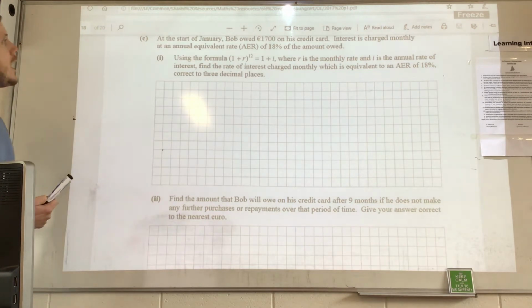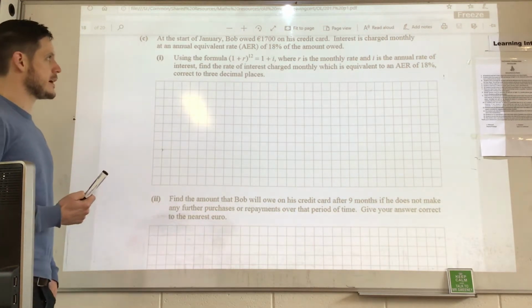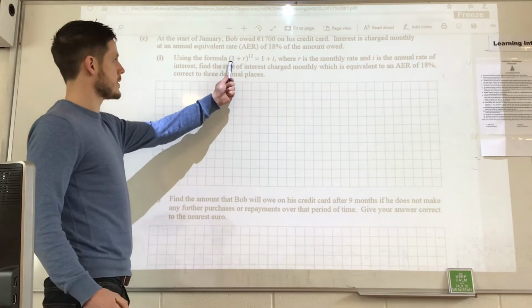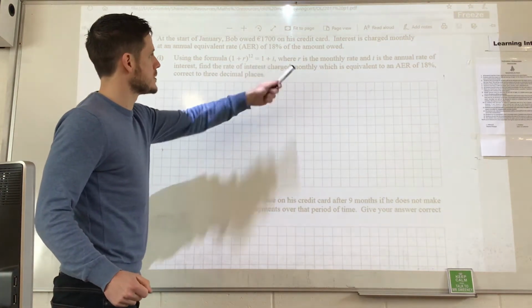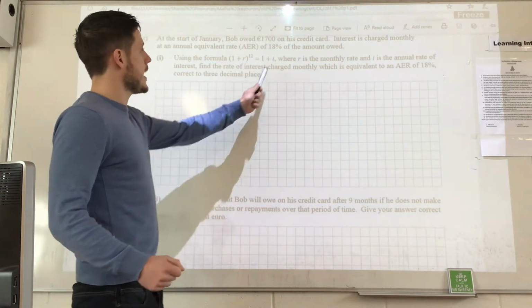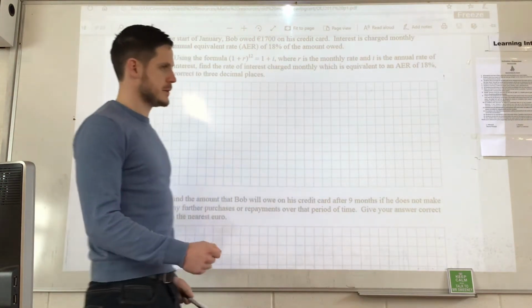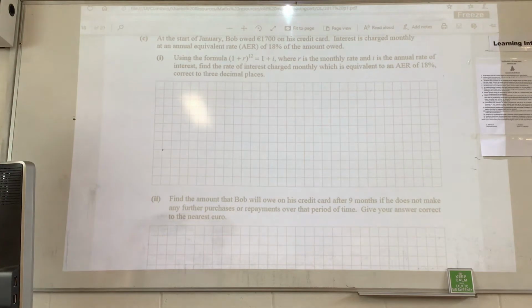So if you look here, we have this formula here, which is given to us. 1 plus r to the power of 12 is equal to 1 plus i, which is the interest rate, and r is the monthly rate. So we need to figure out what the monthly rate is. That's what we're being asked to do.